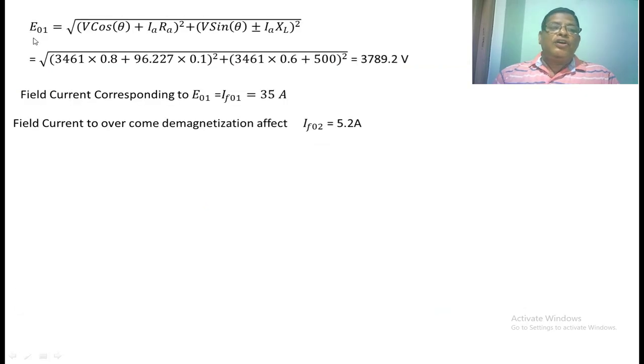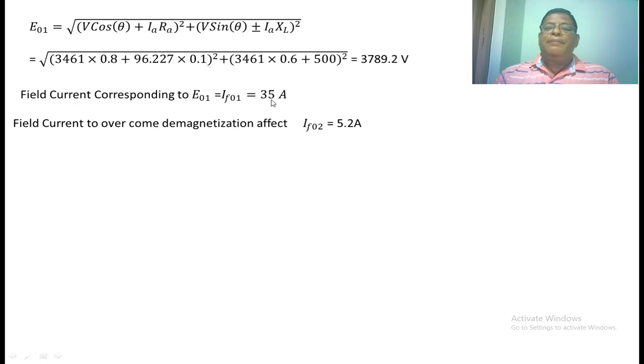Now we are going to find out the E01. E01 equal to the square root of (V cos theta plus IA RA) whole square plus (V sin theta plus or minus IA XL) whole square. This voltage drop we have already taken from the Potier triangle method, that is 500 volts, that you have to substitute here. The remaining values: V is the per phase rated voltage, cos phi is the power factor at which we have to calculate the voltage regulation, IA is the full load current, RA value is also given. Substitute all the values, we are getting 3789.2 volts.